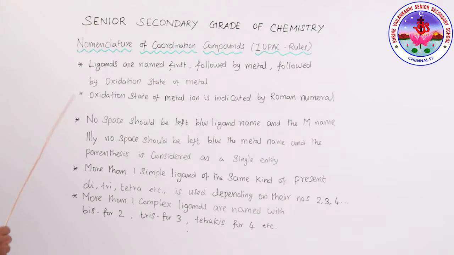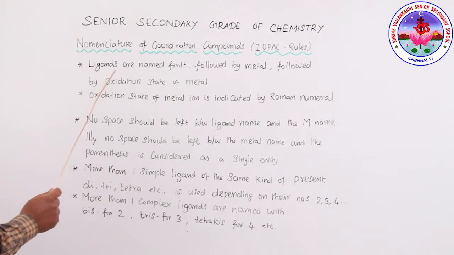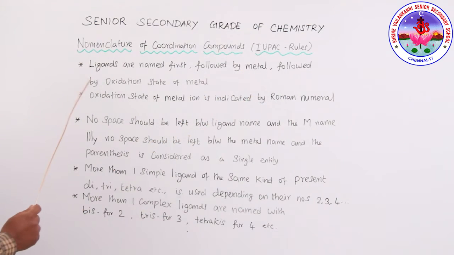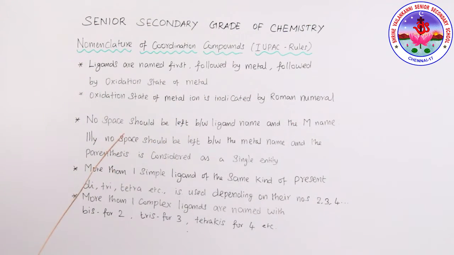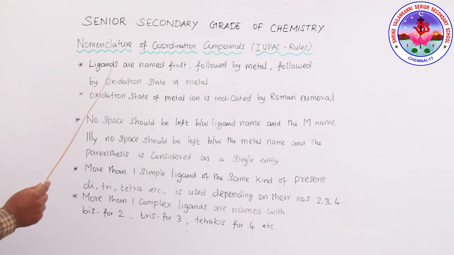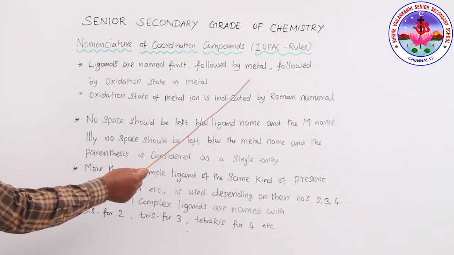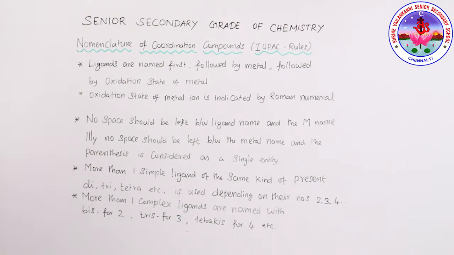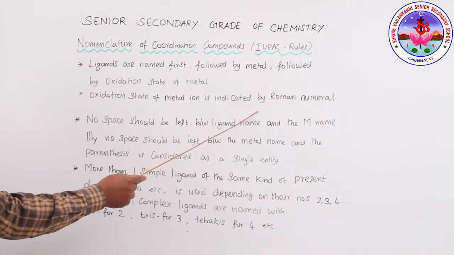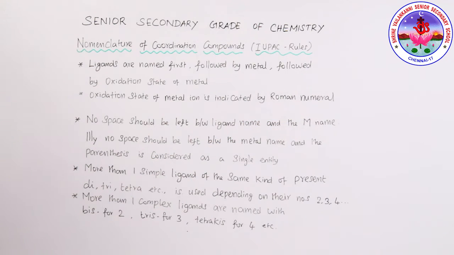First, the general rules are here. The first rule is, ligands are named first, followed by the metal, followed by the oxidation state of the metal atom. This is the way you have to name: first ligand, then metal, then the oxidation state of the metal. The second rule is, the oxidation state of the metal ion is indicated by Roman numerals only. You have to write the Roman numeral.